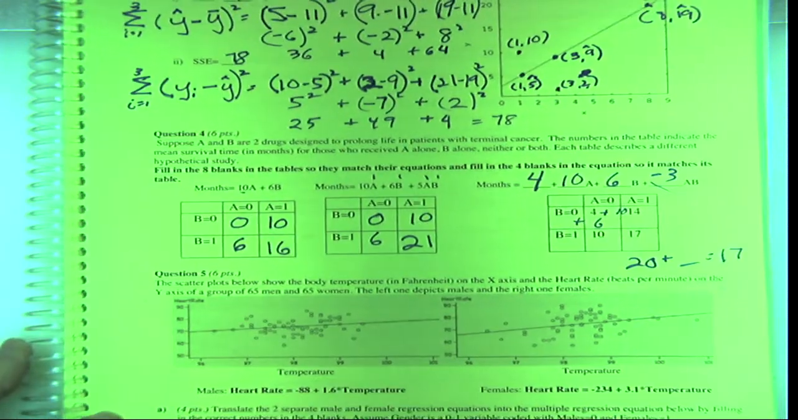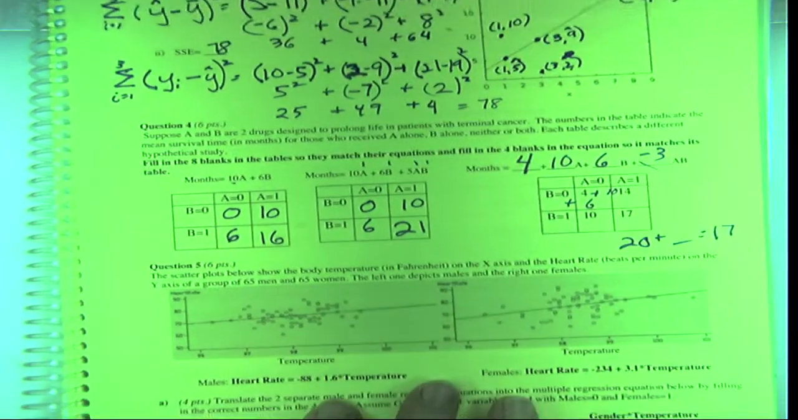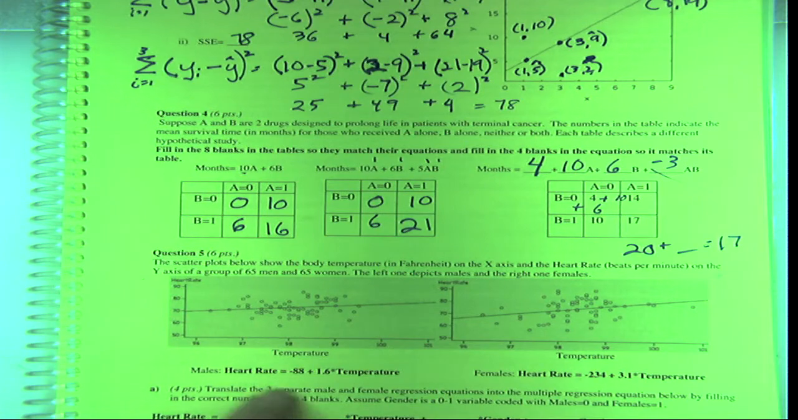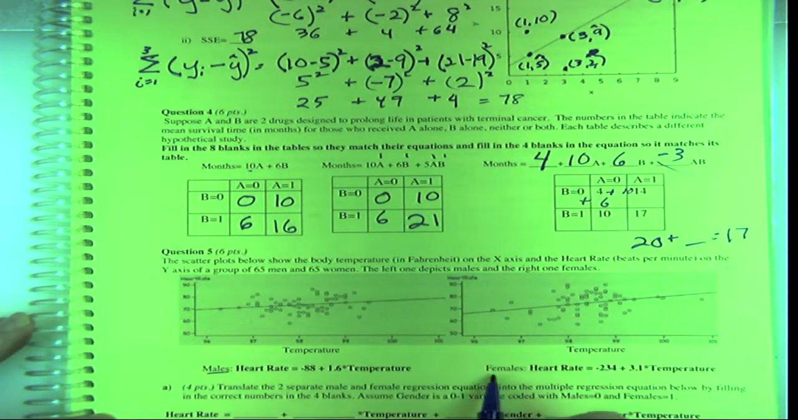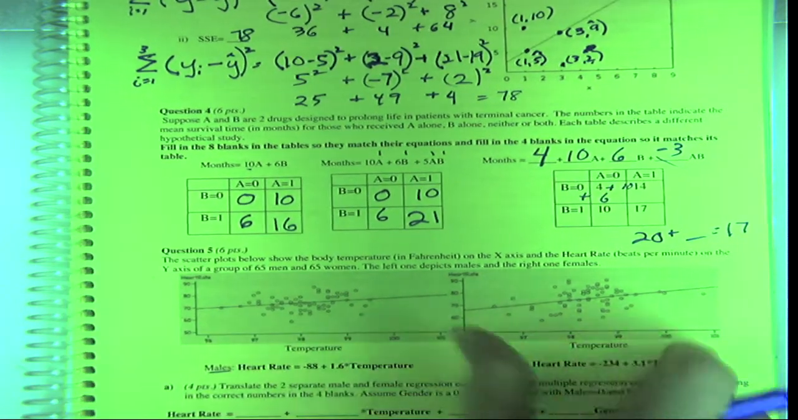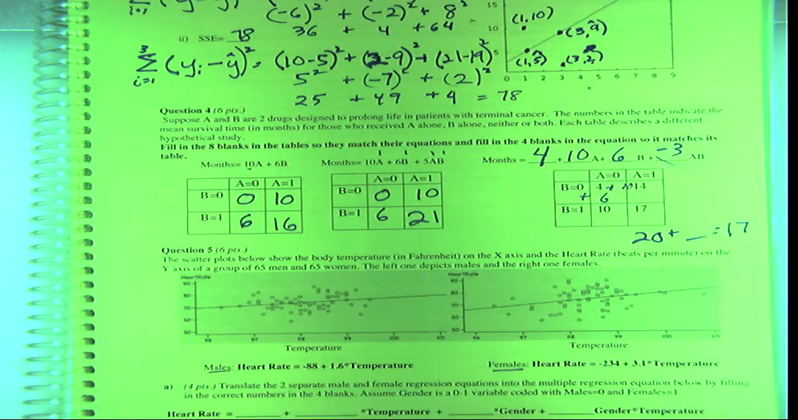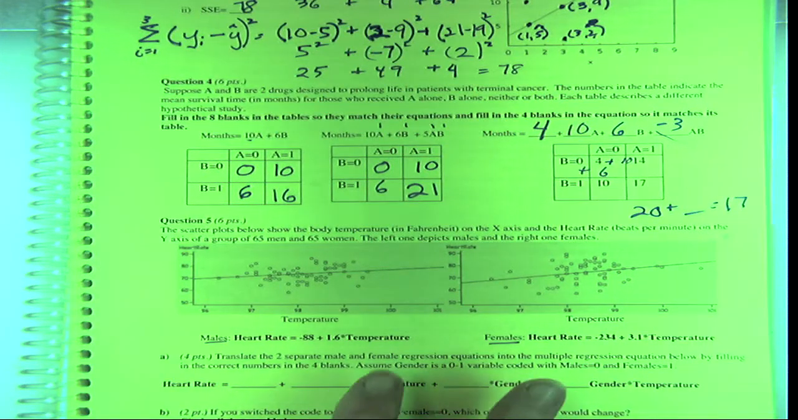And so these are 2 scatter plots, this one's for males, and this one's for females, heart rate versus temperature. Okay? So they have different equations, and here are your equations.